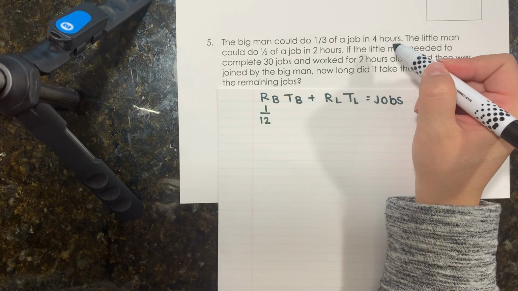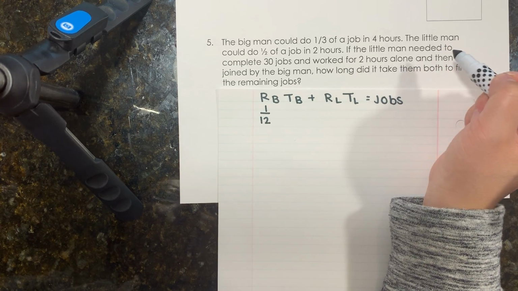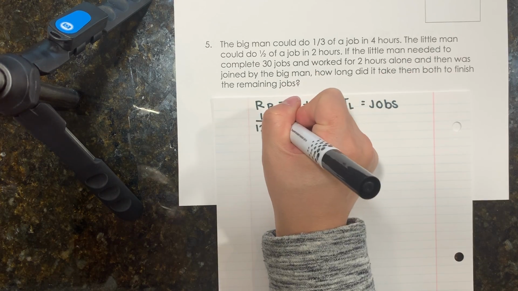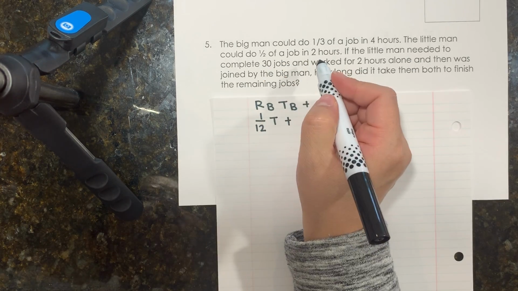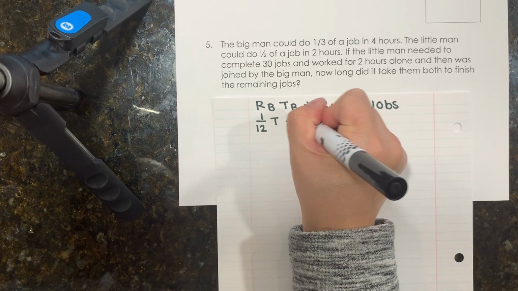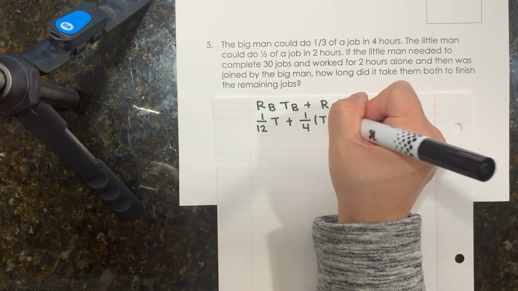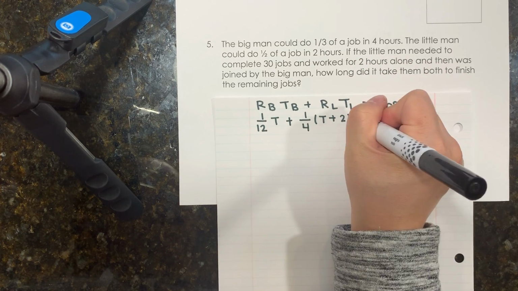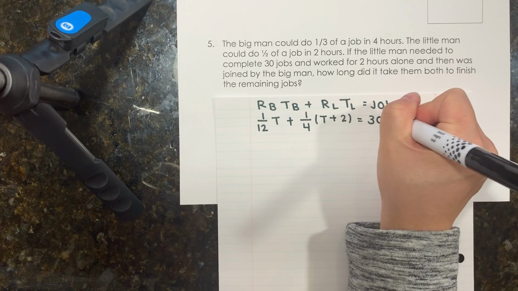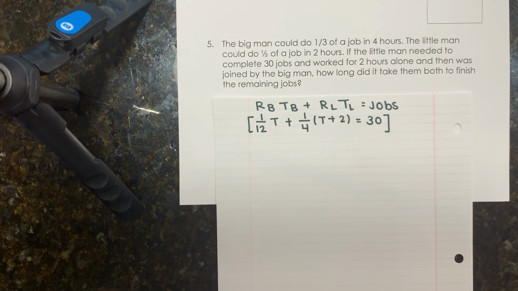And then it says the little man needed to complete 30 jobs and work for 2 hours alone. So that means the time of the big man is just going to be T. The rate of the little man, half a job in 2 hours, which means one whole job would take him 4 hours. And he is working for the time with the big man plus 2 hours alone. And in total, they're completing 30 jobs. So really it was getting rid of those fractions in the rates to make it a little easier.